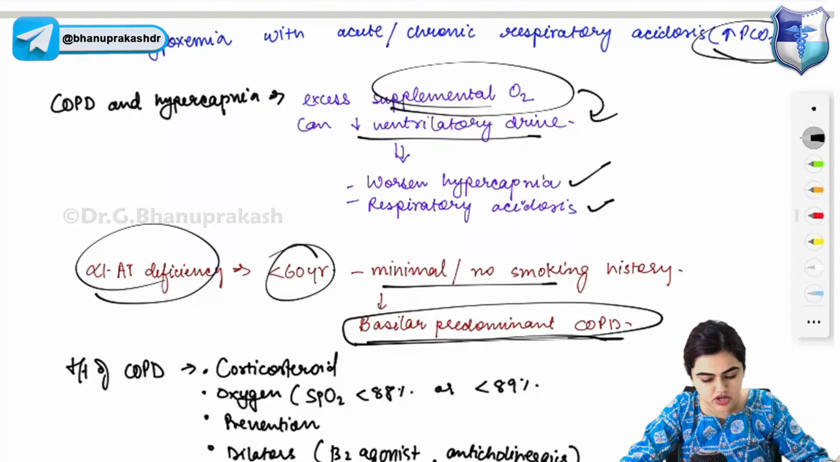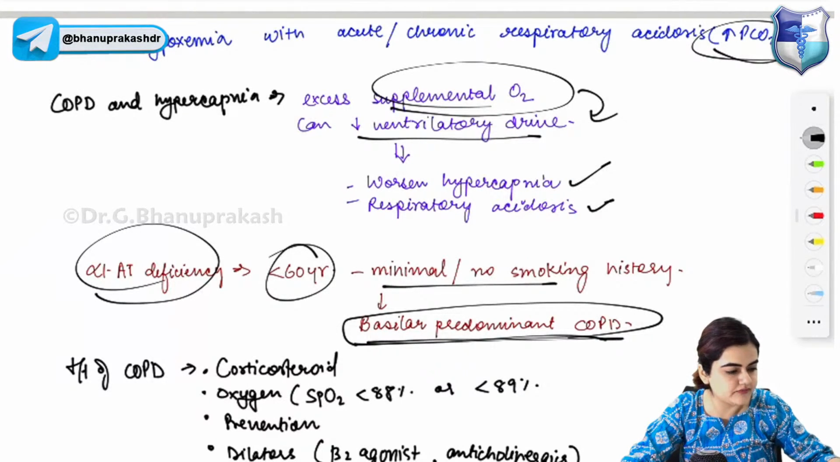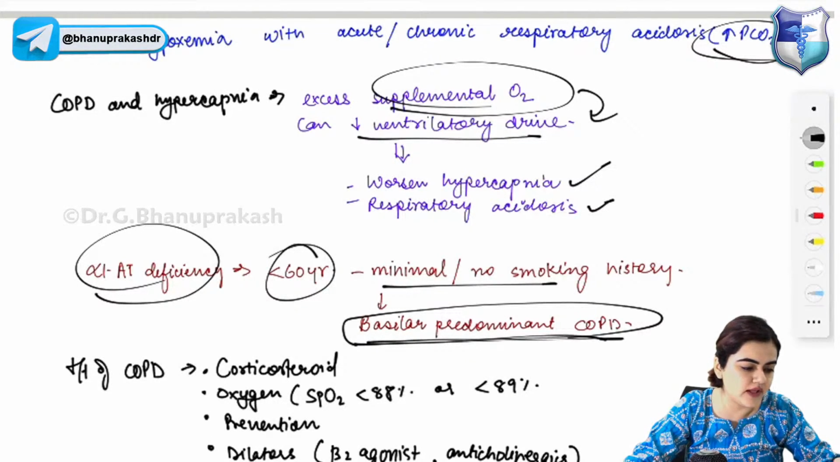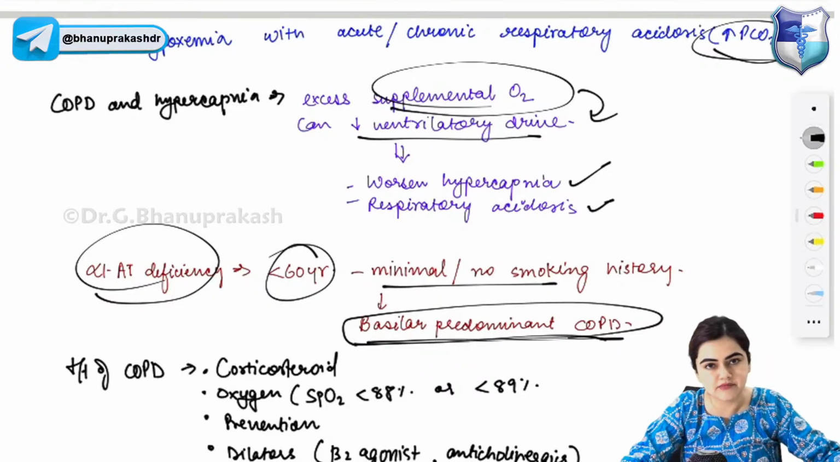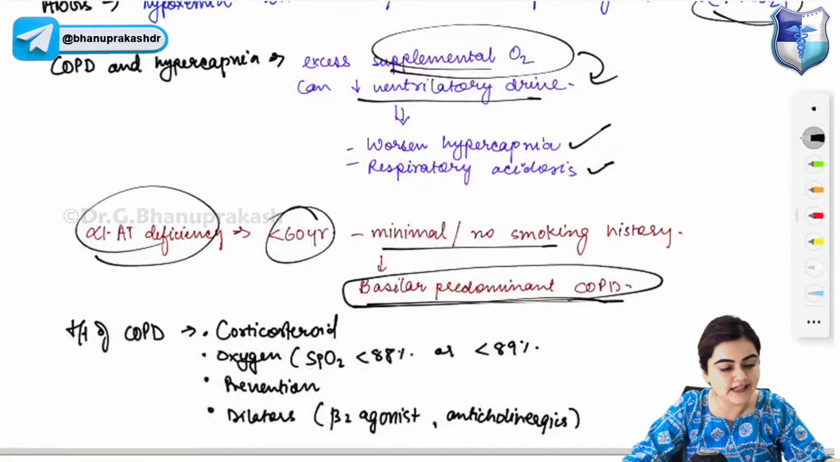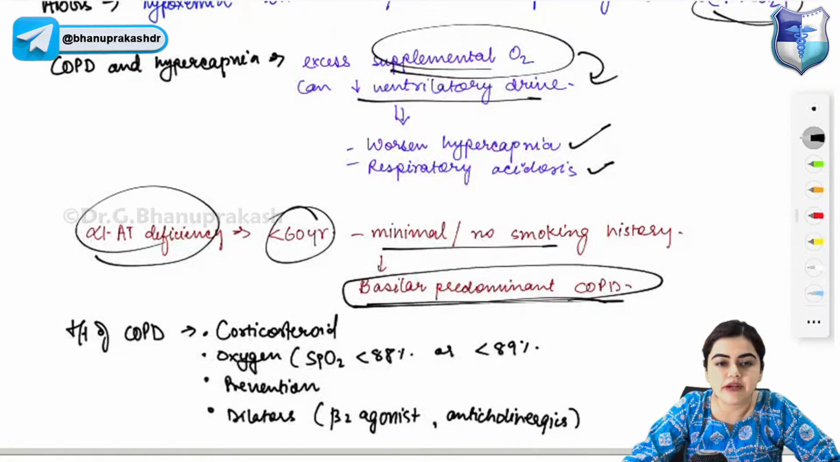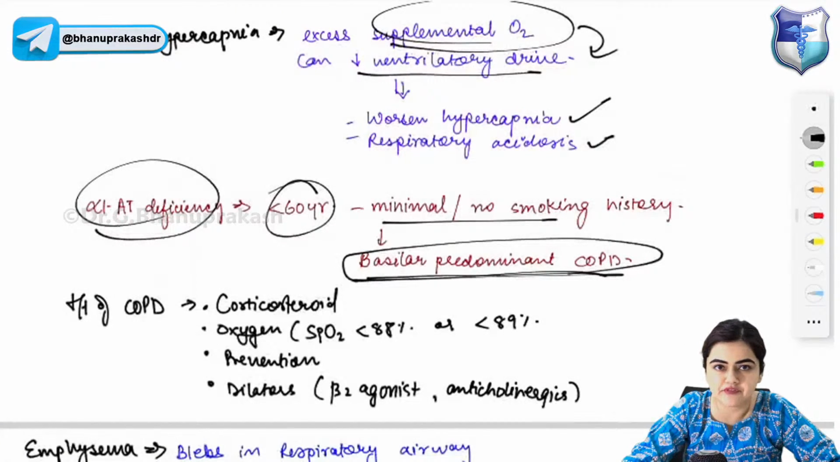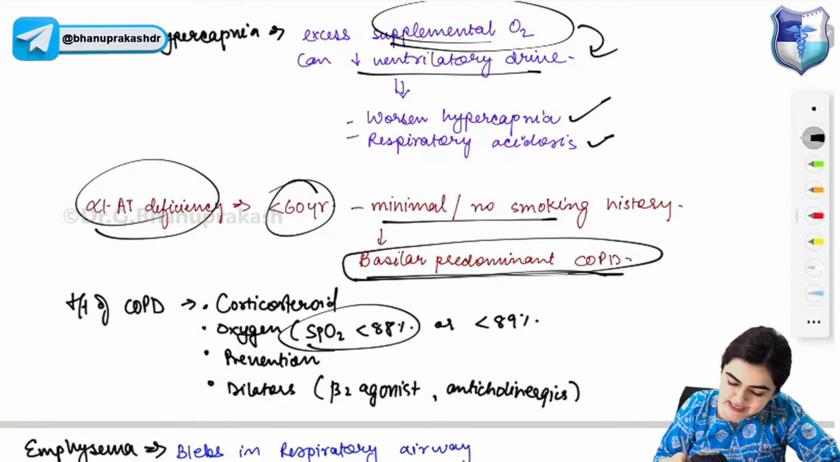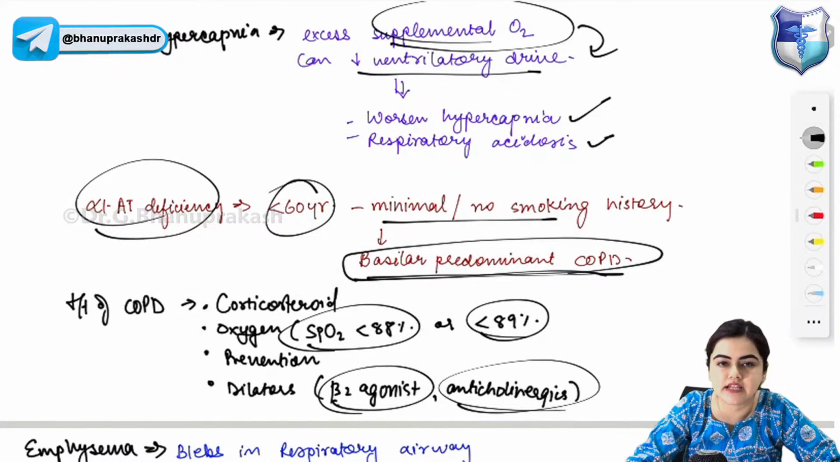Any doubt? Now, how do you do the treatment of COPD? If you want to add something to this discussion, you are more than welcome. If you can recall something related to COPD or emphysema, you are welcome to add. Treatment for COPD: you give corticosteroids, as a lot of inflammation is happening. Oxygen is given if SpO2 is less than 88% or 89%. Bronchodilators like beta-2 agonists and anticholinergics are given for the treatment of COPD.